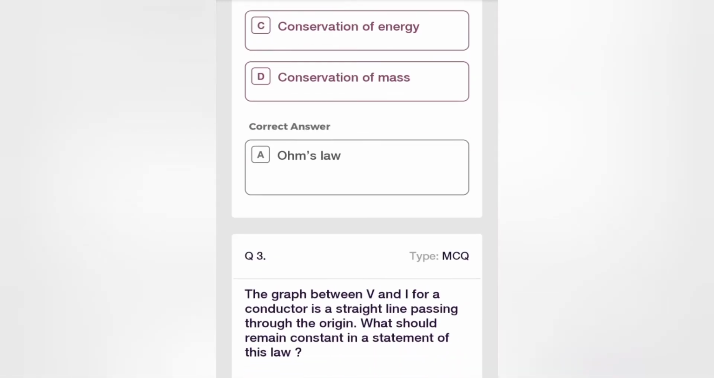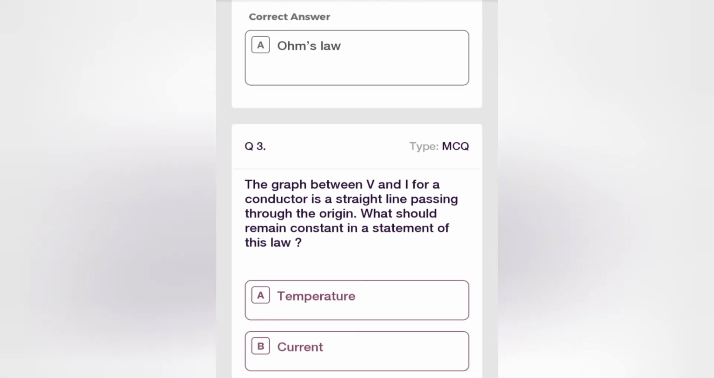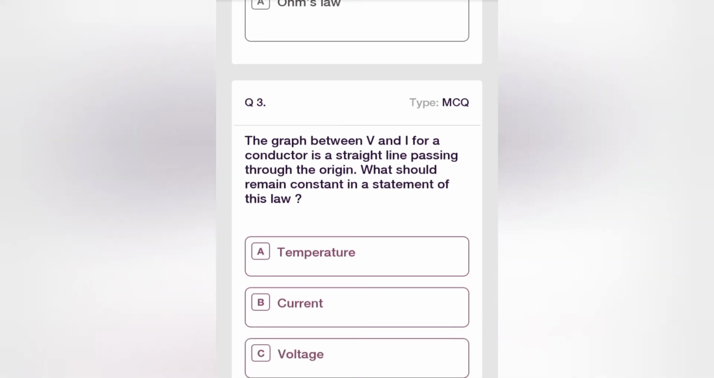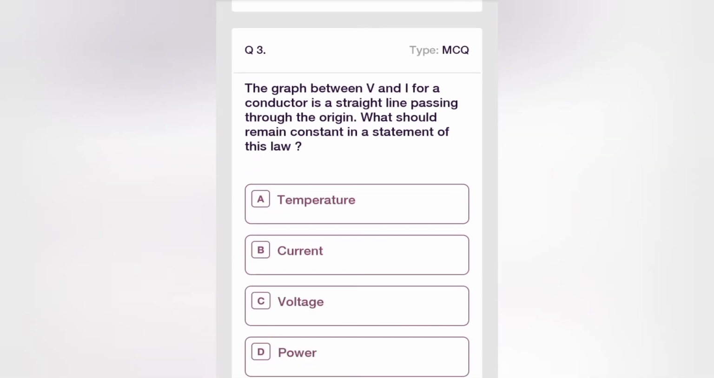Next, the graph between V and I for a conductor is a straight line passing through origin. What should remain constant in the statement of this law? According to Ohm's law, at a constant temperature, the current flowing through the conductor is directly proportional to the voltage applied. So which should remain constant here? Temperature.